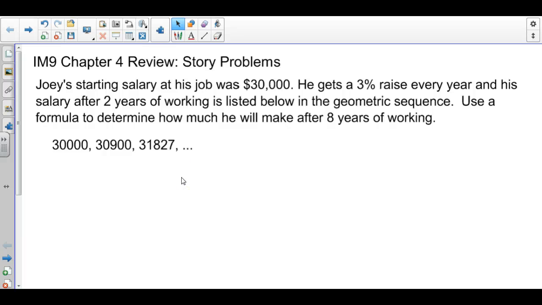Hello, this is the Chapter 4 review. I'm going to review some story problems, so this is more of the justification and problem solving type problems that you will see on your summative assessment. So I'll just jump right into it.